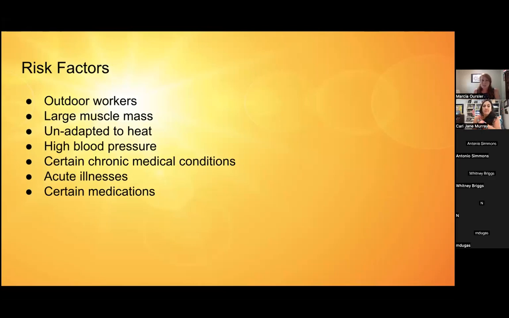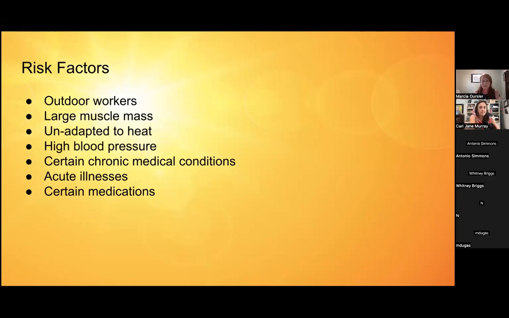Acclimation is huge. You want to make sure that you don't just throw somebody into activities if they're not used to the heat. You just have to slowly acclimate workers over the period of 2 weeks before they're exposed to these conditions. Individuals with high blood pressure are at a greater risk, as are those with certain chronic medical conditions. Acute illnesses are referring to if someone's just kind of under the weather or maybe has a cold or some sort of respiratory something.